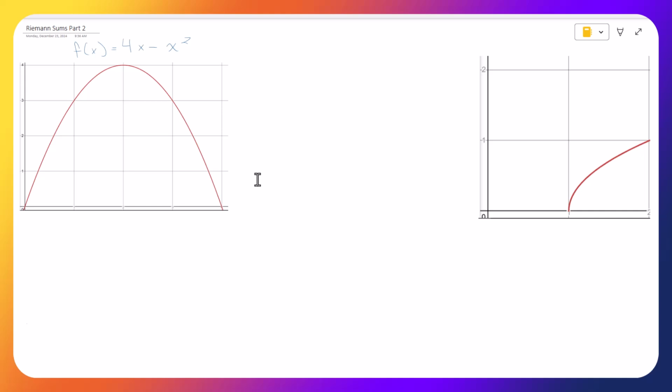But let's say we want to go from 0 to 4. Let's talk about that. So our x distance is 4. And I want to do even subintervals. So how do we get even subintervals? Well, let's say we want to do 4 even subintervals. So I want to do 4 rectangles. If I say subintervals, that's the same as rectangles, or trapezoids when we get to trapezoids, but we're going to do 4 rectangles.